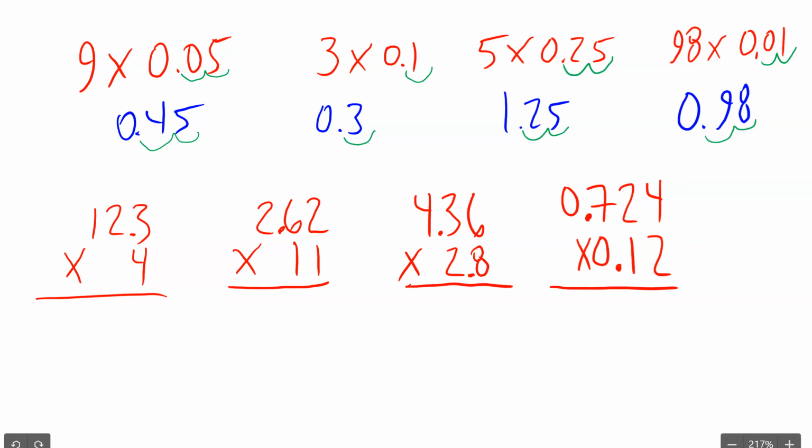Step 1, I'm going to ignore the decimal. Step 2, multiply using my standard algorithm or your favorite multiplication method. And then I'm just going to count the decimals in place.